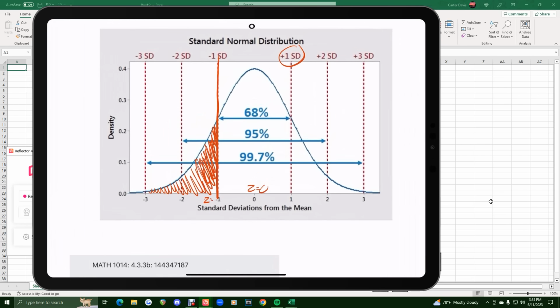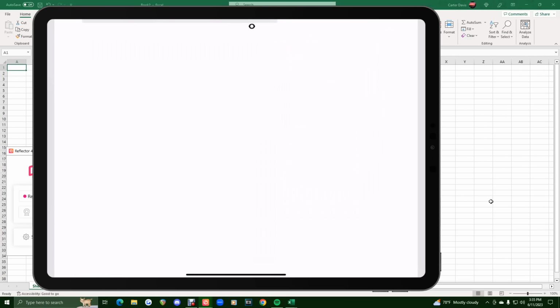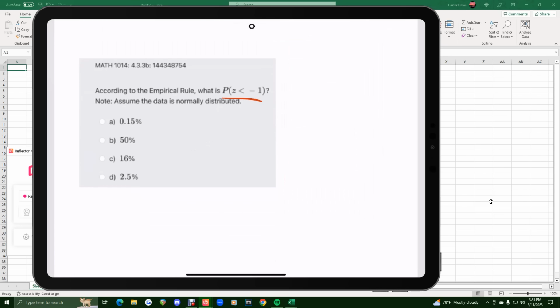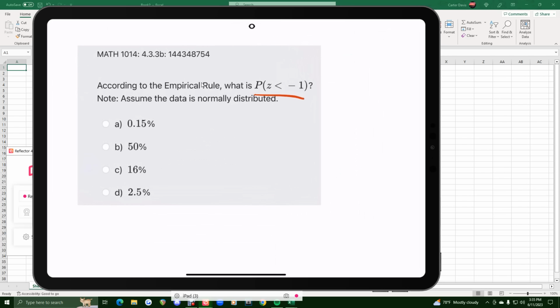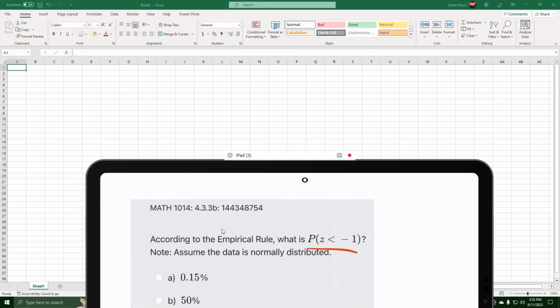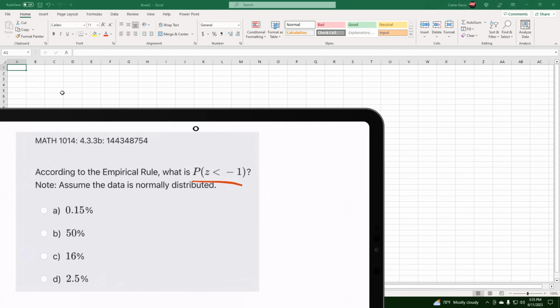You could use the empirical rule, the visual memorization stuff, to find that, or we could use Excel. That's why I have Excel pulled up. We're just going to do the rest in Excel, but I wanted to give that visual if you were curious about the conceptual understanding. Let me grab my keyboard and we'll get started. Let me put this here.